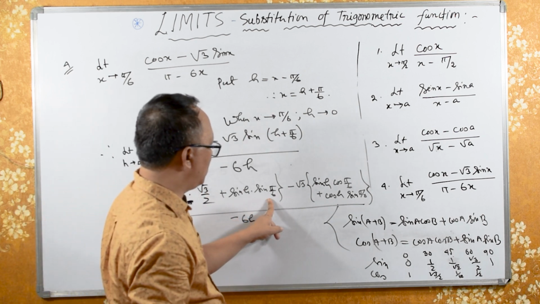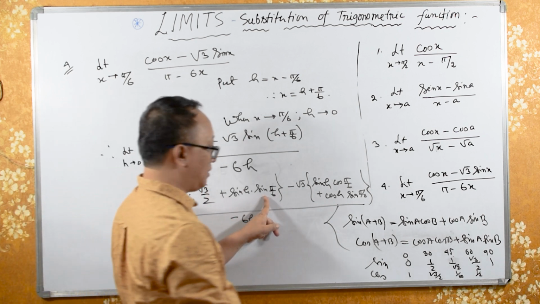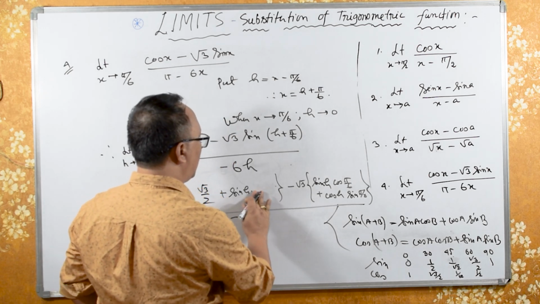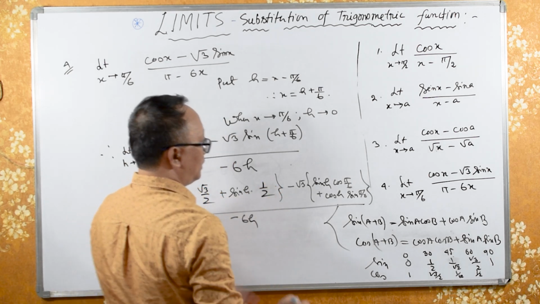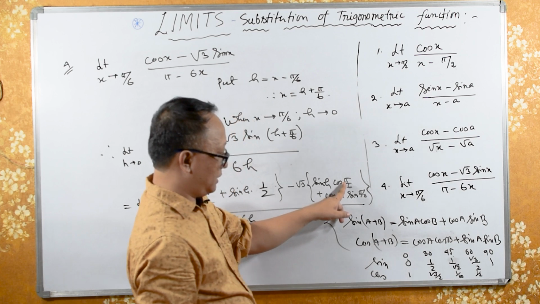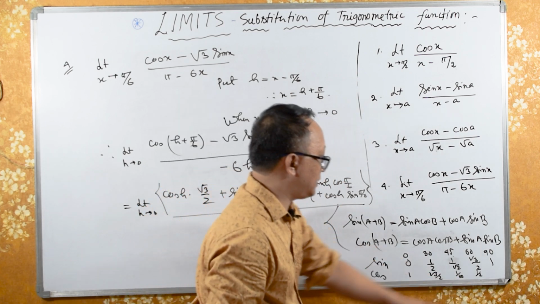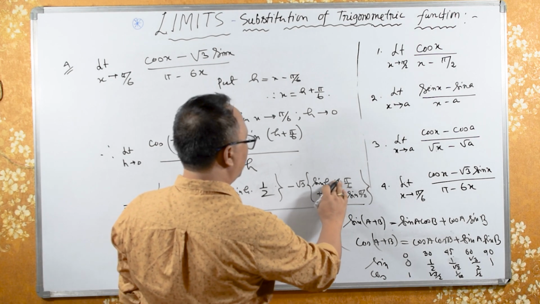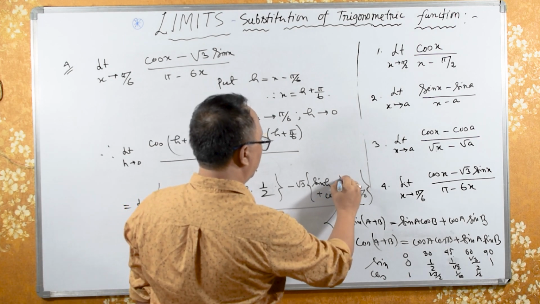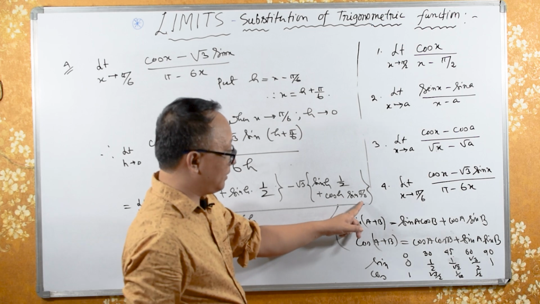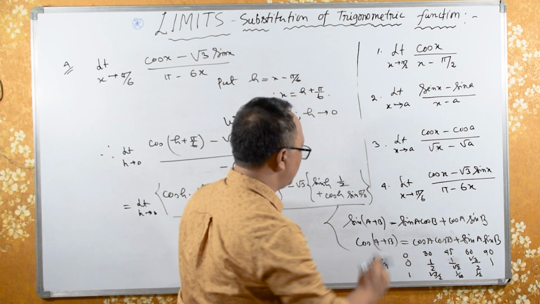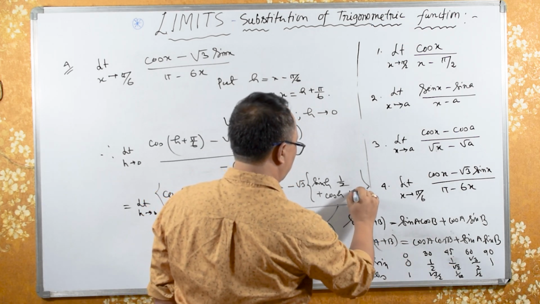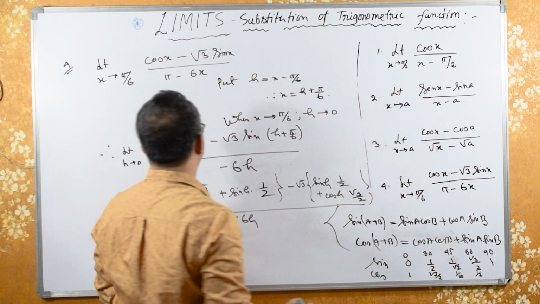Sin 30 is half. Here I can write half. Here cos pi by 6 is cos 30 degree, so here I can write root 3 upon 2, and sin pi by 6 is half.